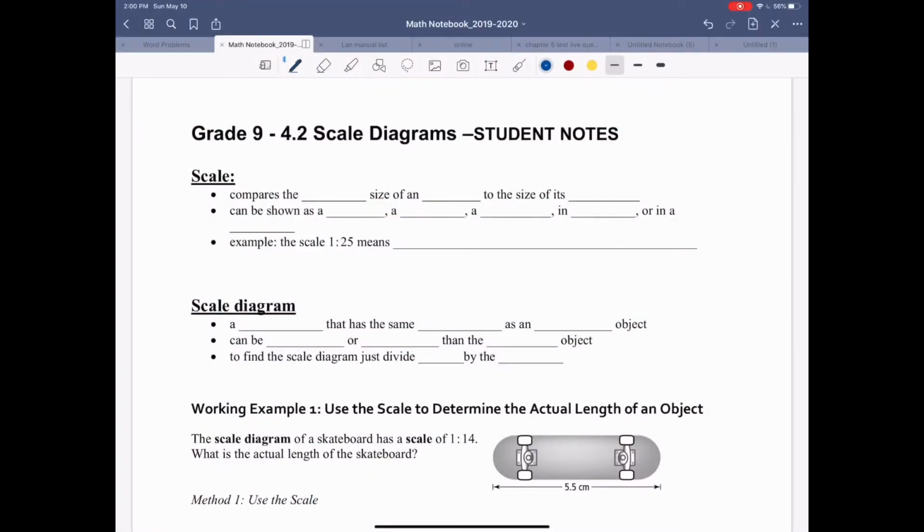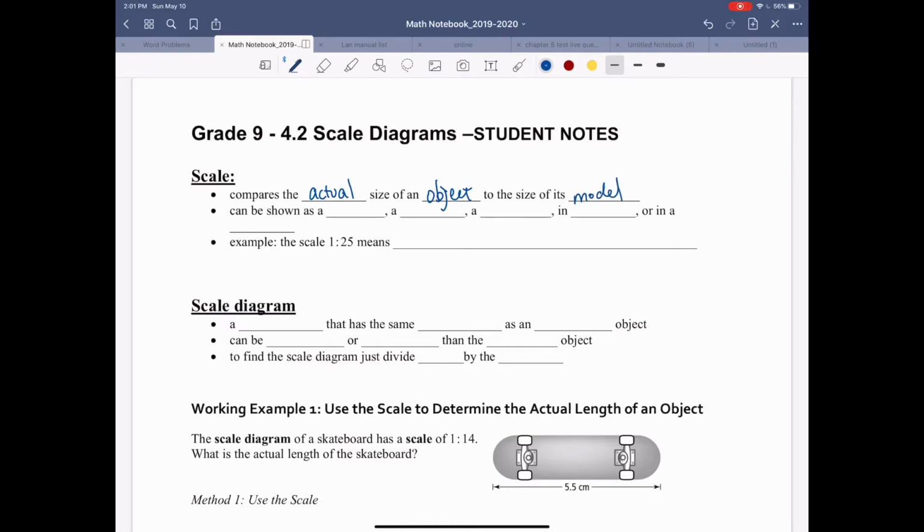Hey guys, so today we're going to talk about scale diagrams. A scale basically compares the actual size of an object to the size of its model. Actual object, its model. Basically, you have to know how to calculate it.